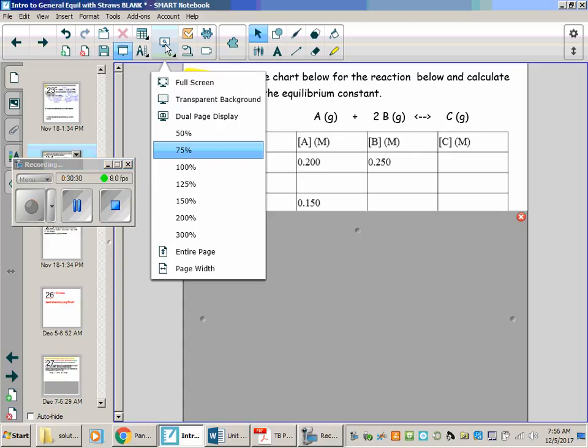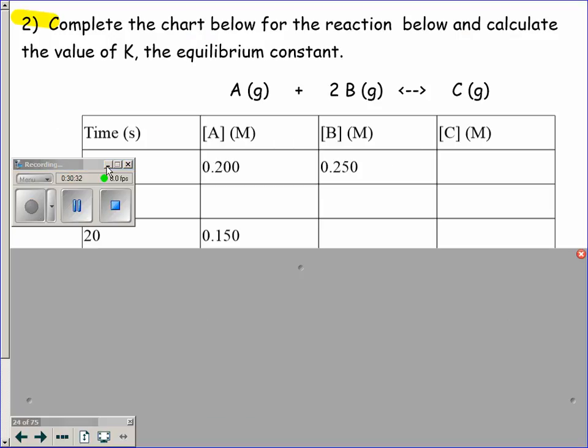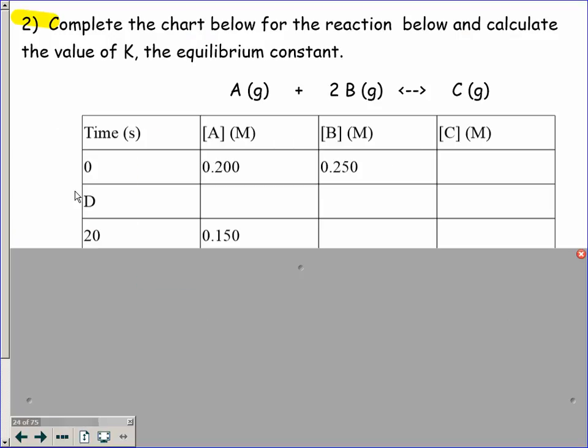All right, find the question that looks like this in your packet. If you have it, it's just a big table. Okay, so this is kind of the introduction to how we want to approach an ice box, but we're looking for changes from an initial concentration to an equilibrium concentration. So complete the chart for the reaction below and calculate the value of K for the equilibrium constant.